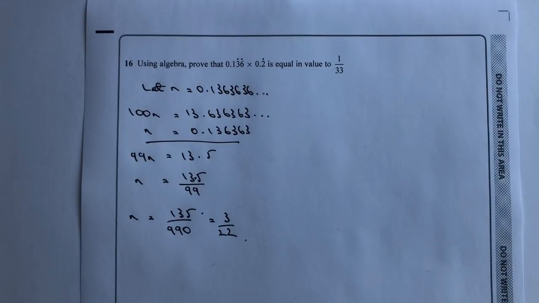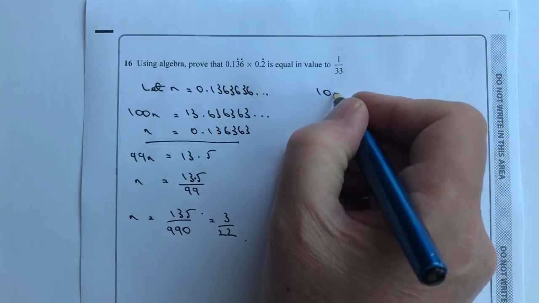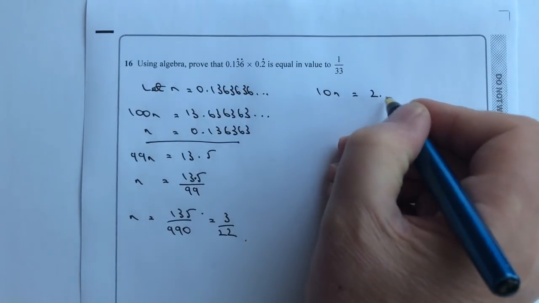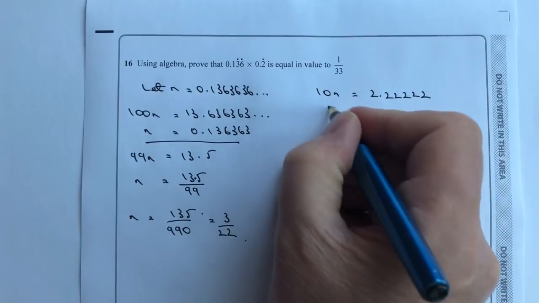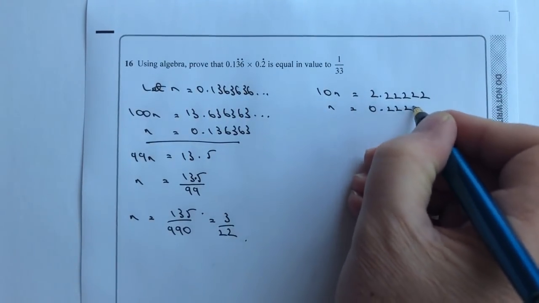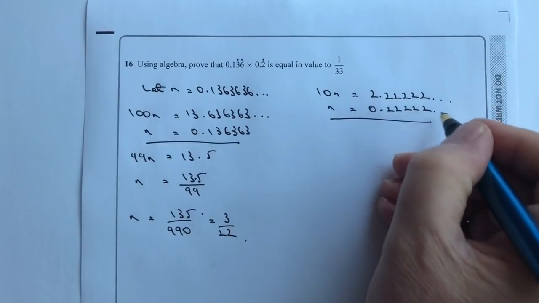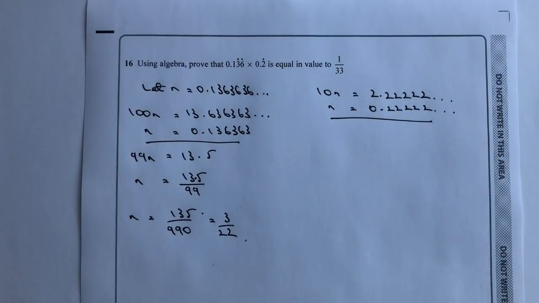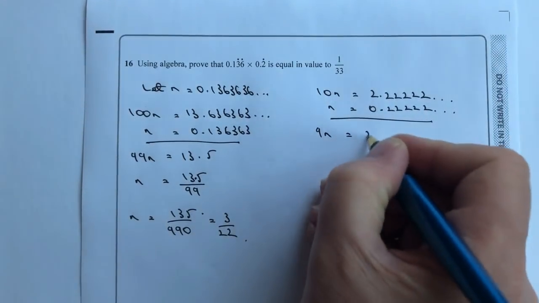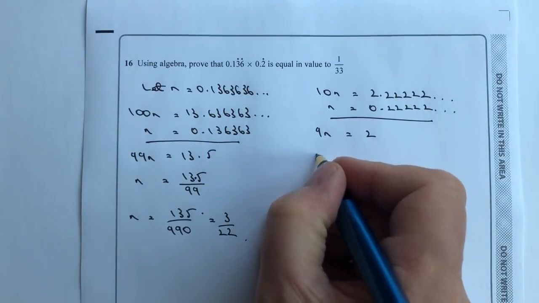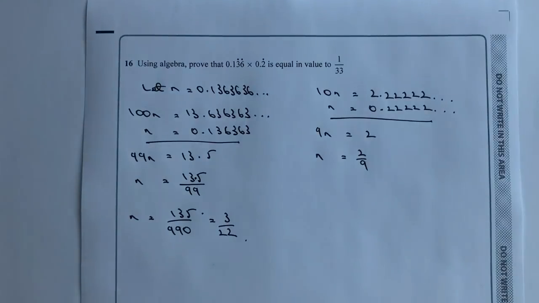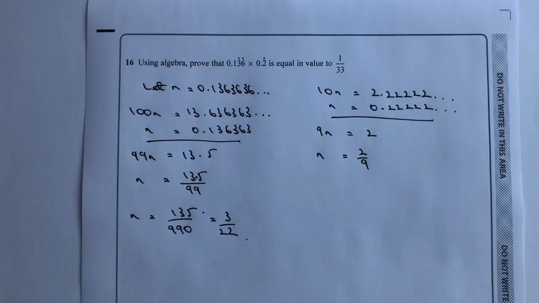Okay, so let's look then at 0.2 recurring. Now, in this particular case, I'm going to say 10n equals 2.2222, and n equals 0.2222, okay, and those carry on. Now again, if you're not sure about this particular type of technique, please do have a look at some of the playlists on the channel, and this will help you with these sorts of questions. So if I take one away from the other, I end up with 9n equals 2, so therefore n equals 2 over 9.